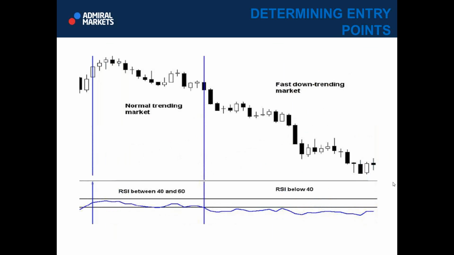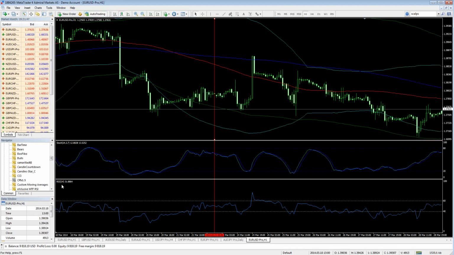RSI is 14, so RSI 14 period. It should be RSI 14 period and add 60 and 40 levels. Okay? Standard RSI, of course, the normal RSI indicator, which can be found on the MT4 platform. Normal RSI, okay? As shown here, RSI 14, okay? As shown there, okay?